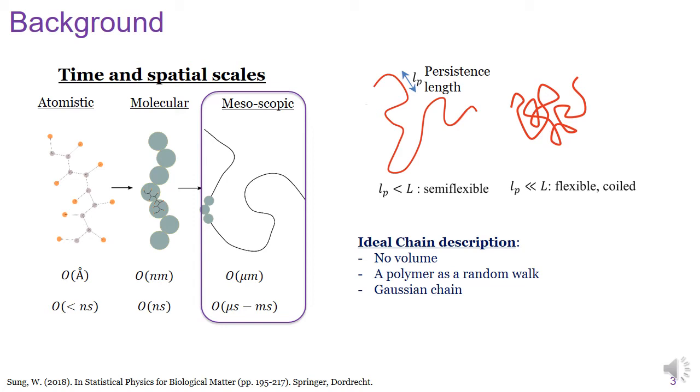The polymer chain we're describing is essentially an ideal chain. The ideal chain description assumes no excluded volume effect. The polymer can be described by a random walk. Such a polymer model can also be called a Gaussian chain model.